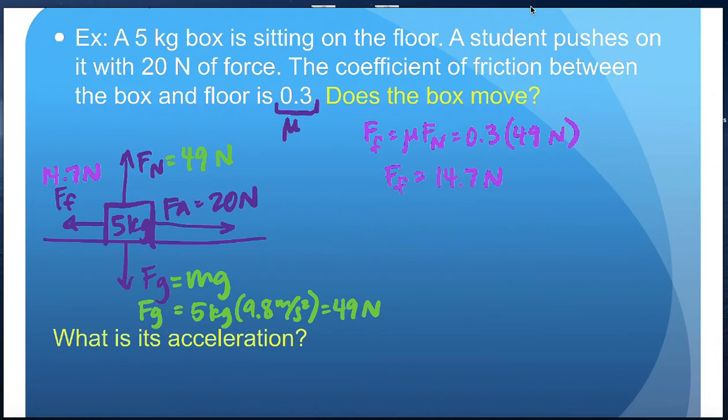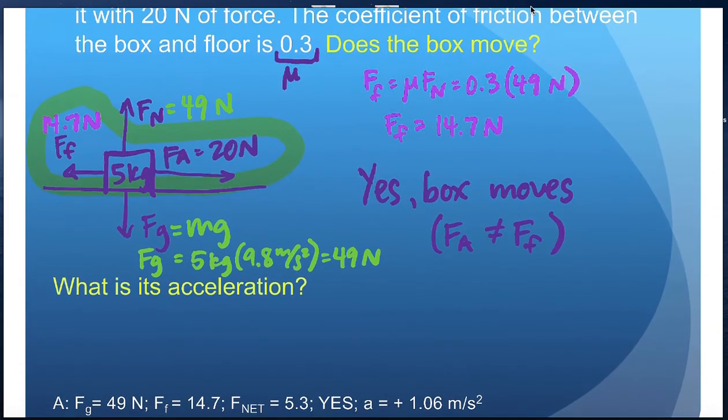Okay, so does the box move? Well, look at our force of friction and our applied force. They're not equal to each other. So the answer is yes, the box moves. And the way that we know that is that FA and FF are not equal to each other. In fact, it's accelerating because they're not equal to each other.